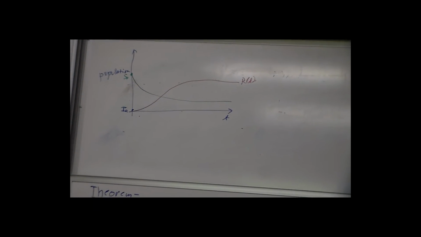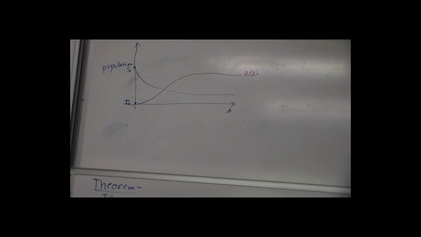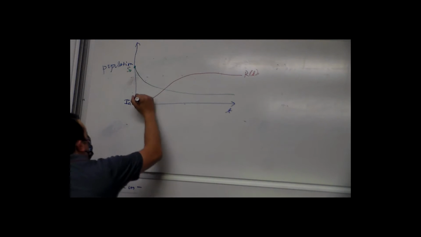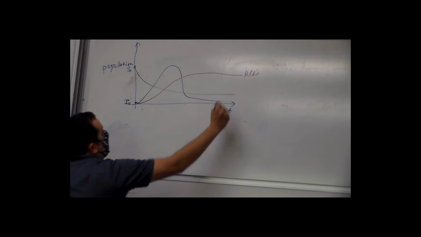Then what? It's an epidemic. What happens to the number of infections? They definitely go up. Then what happens to them? They decrease. They better. They have to decrease if you have recovery. So this is what we expect this curve to look like, something like this.